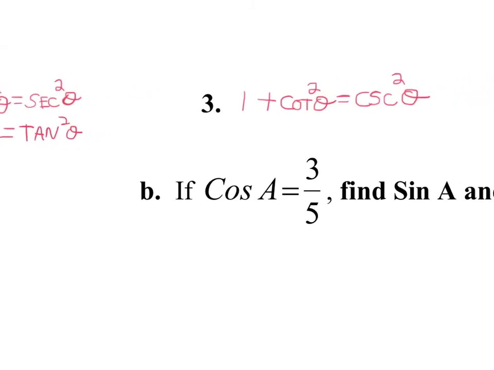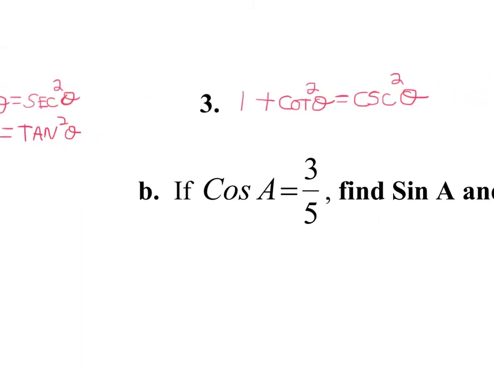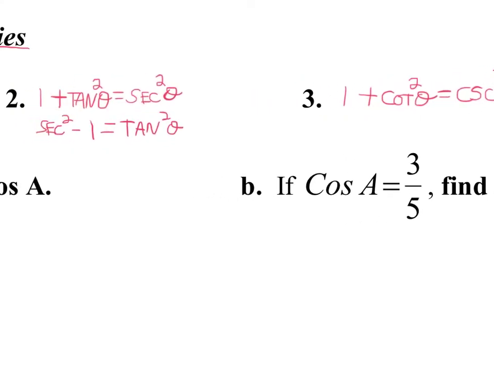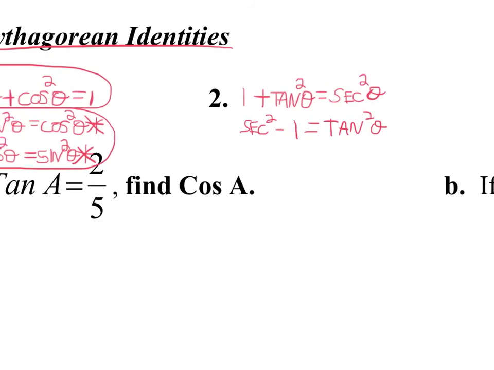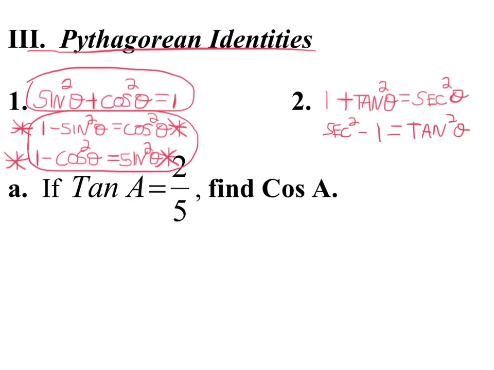For the third one, you have 1 plus cotangent squared equals cosecant squared. So what you really have to look at is the trig functions. There are 2 trig functions, they're squared, and you also have the number 1 in it. Those should stand out. When you see that, you're probably thinking, all right, it's going to be a Pythagorean identity.